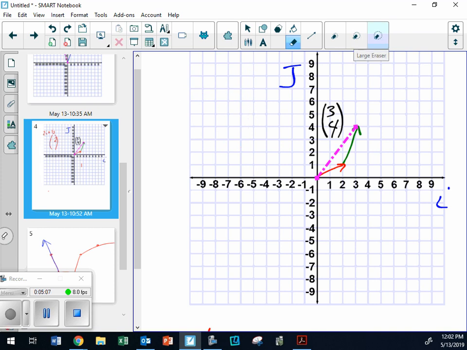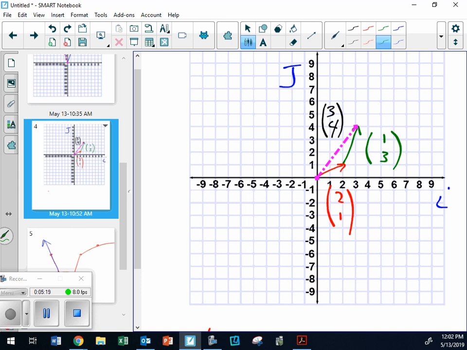The red one was 2, 1. The green one was over 1 and up 3. Do you get how I got the 1, 3? Now look what happens when you take the red one plus the green one. You get how you get the black one? Because the 2 plus the 1 makes the 3, and the 1 plus the 3 makes the 4. Does that make sense to you?